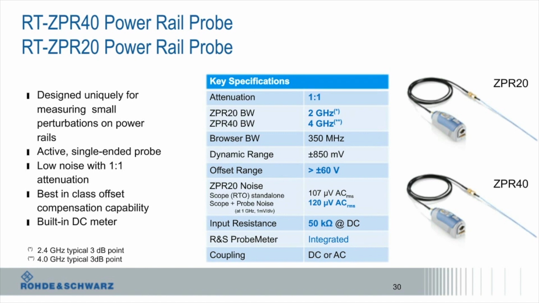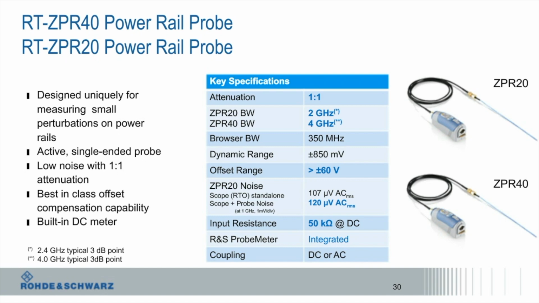As an example of power rail probes, let's look at two that are available from Rohde Schwarz, the ZPR40 and the ZPR20 power rail probes. Both probes share all of the same specifications and characteristics with the exception of bandwidth. The ZPR40 has 4 gigahertz of bandwidth, while the ZPR20 has 2 gigahertz of bandwidth.